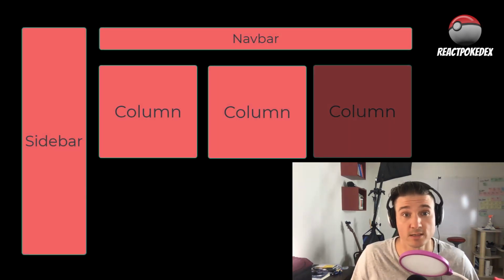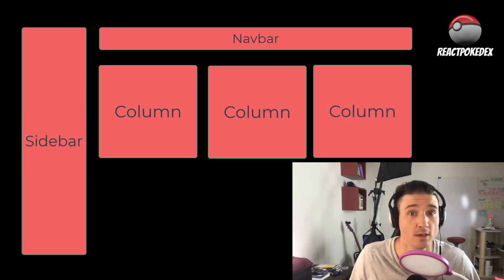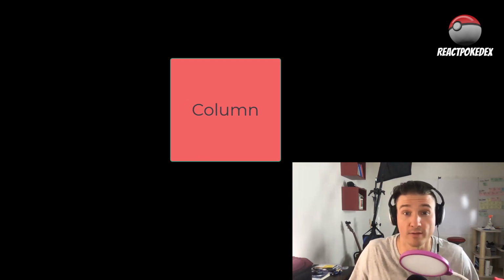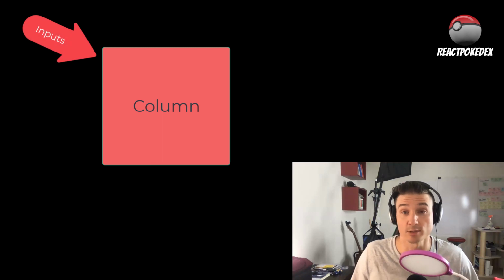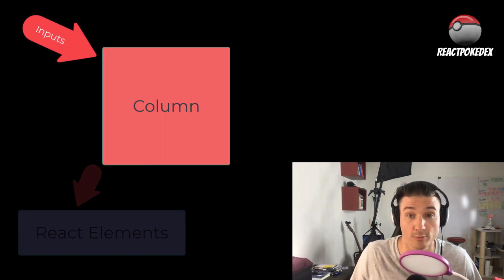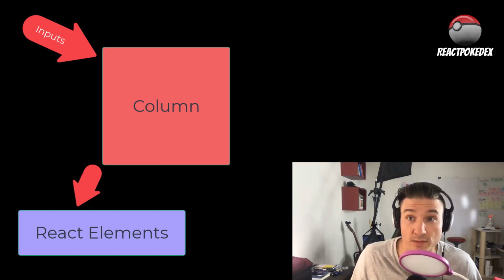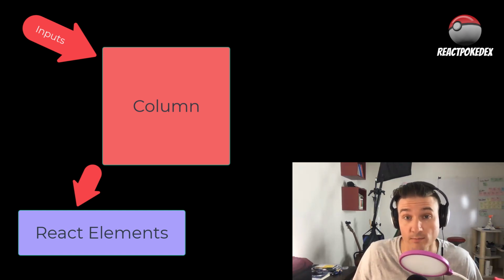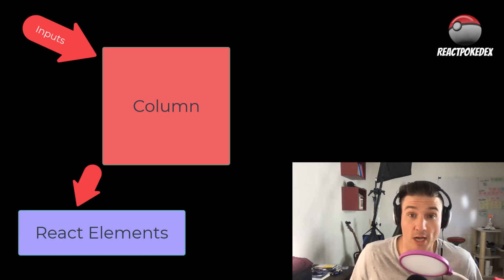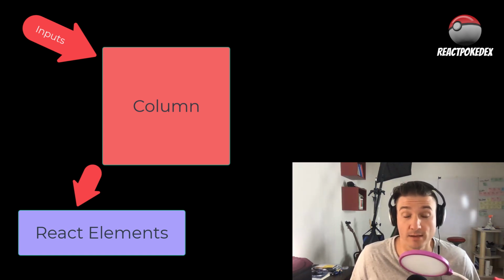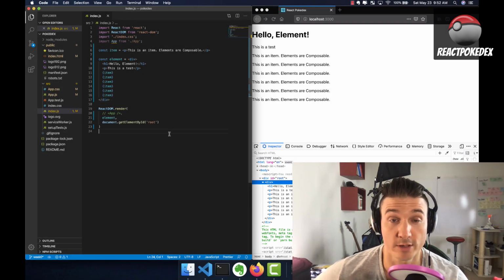Components basically let you split the UI into independent reusable pieces and think about each piece in isolation. Conceptually, components are kind of like JavaScript functions. They accept arbitrary inputs and they return React elements describing what should appear on the screen. Now, the fact that they're functions means that you can pass input into them, which means that you can change what they return depending on the input. Let's take a look. So to do that, we'll head right back over to the code editor.